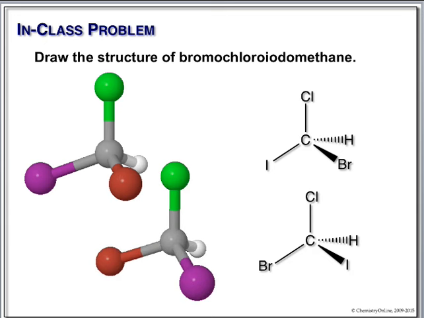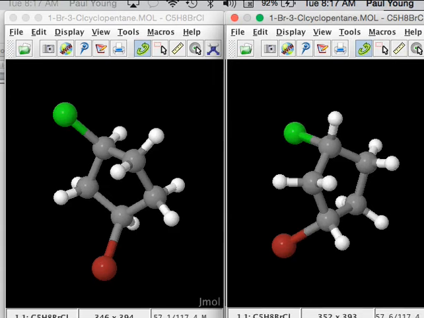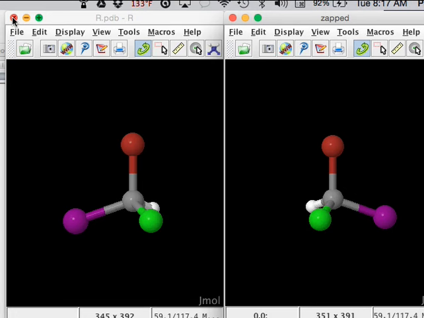Let's go back to Jmol one more time. Here I have bromine and iodine in the plane. Chlorine's coming forward, hydrogen back, chlorine forward. Okay? But let me rotate this so the iodine comes over here, so it'll look just like this one. Carefully as I can.